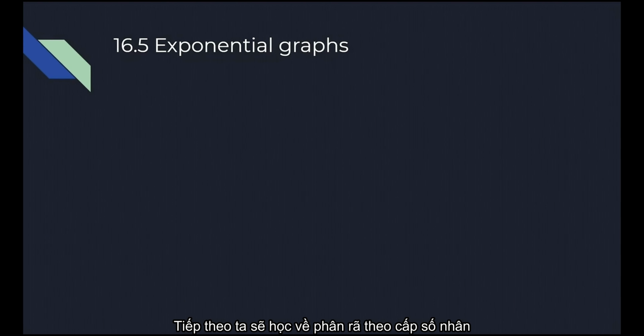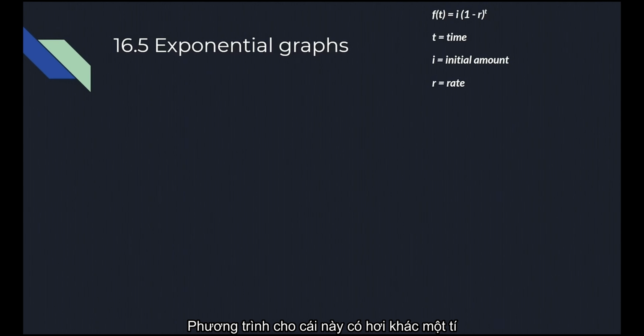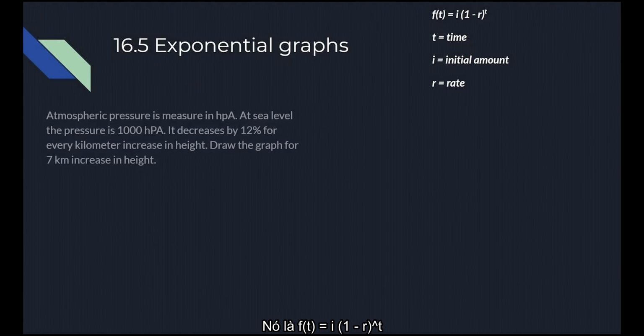The next thing we are going to learn about is exponential decay. The equation is a little bit different. f(t) equal to I multiplied by (1 minus r) to the power of t. Look at the example over here.